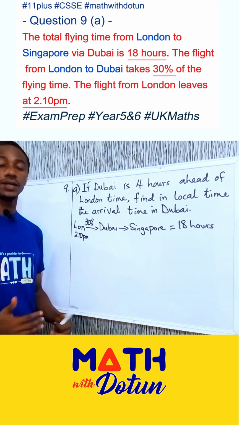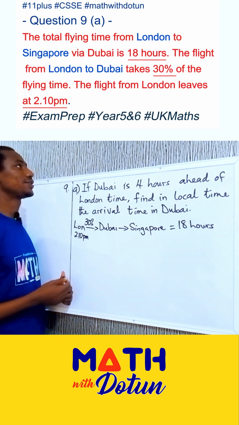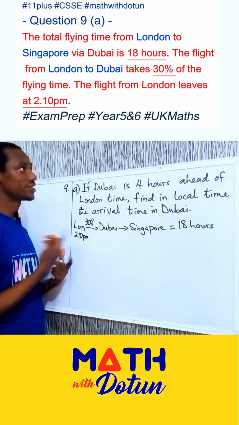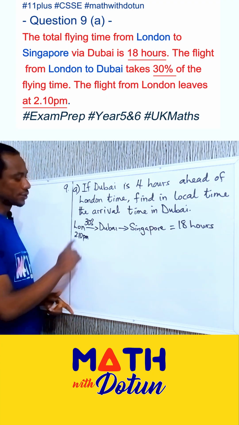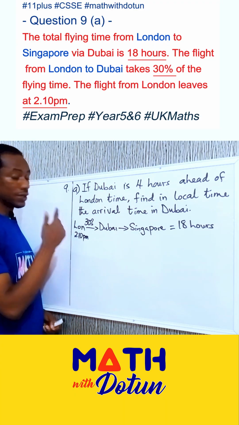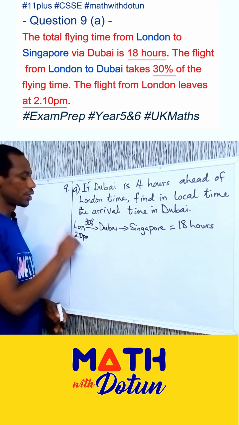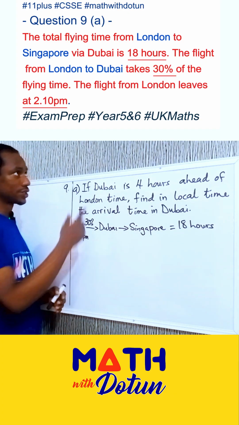All right, let's look at it together. The total flying time from London to Singapore via Dubai is 18 hours. All right, I've analyzed that so you can see the question there. The total flying time from London to Singapore via Dubai is 18 hours, as you can see from the question.